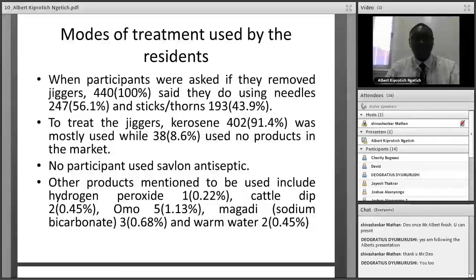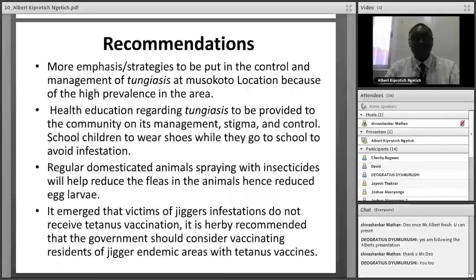So in my final part, I made some recommendations. More emphasis and strategies need to be put in the control and management of Tungiasis in Musokoto because of the high prevalence in the area. Health education regarding Tungiasis should be provided to the community on its management, stigma, and control. School children should wear shoes while they go to school to avoid infestation.